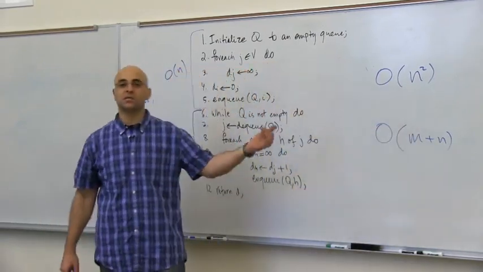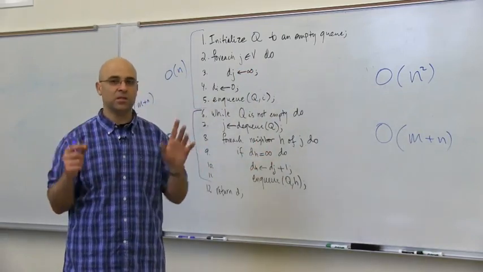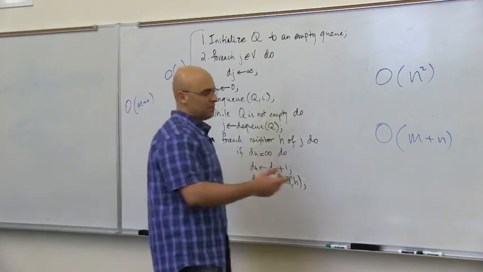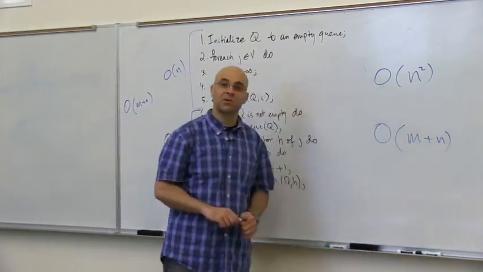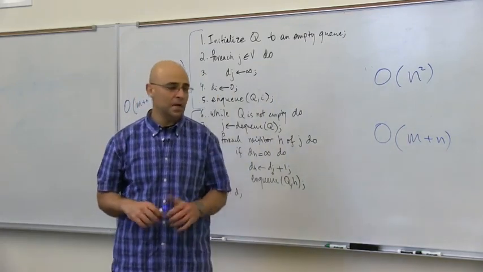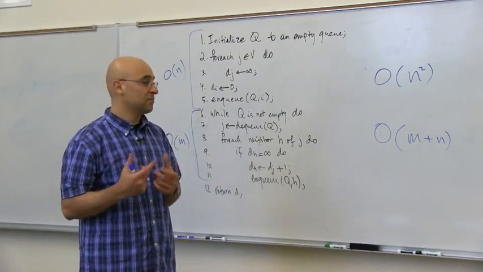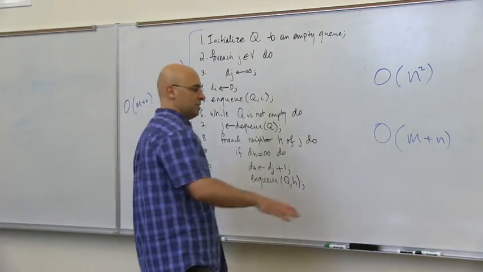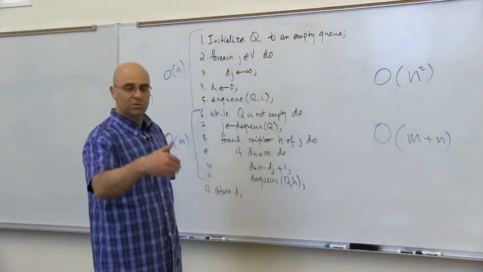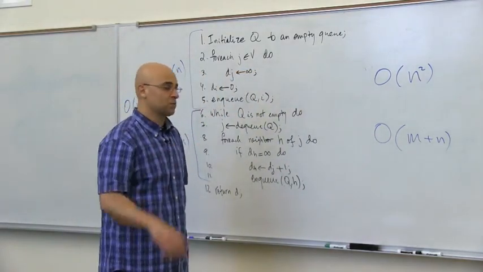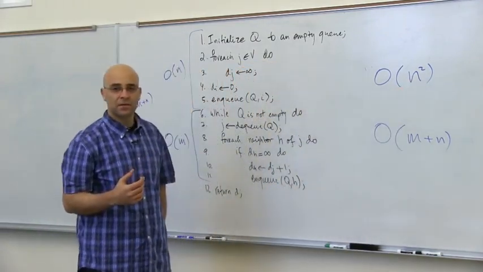Let's think about another extreme example, where the graph is complete. Every pair of nodes has an edge between them. Then it doesn't matter that we did this analysis, because m is going to be on the order of n squared. So keep this in mind: if the graph is very sparse, this is the more accurate representation of the running time. If the graph becomes very dense, close to a complete graph, this n squared becomes really the dominant term.